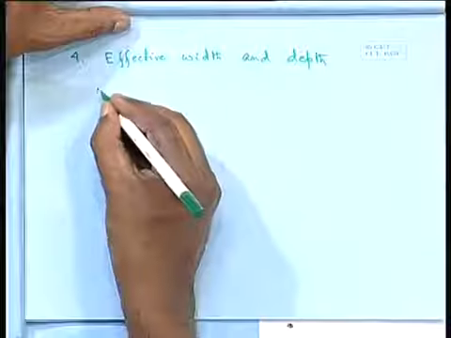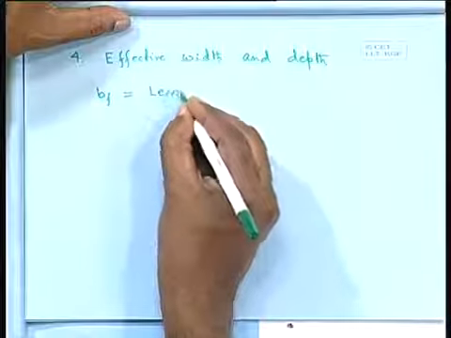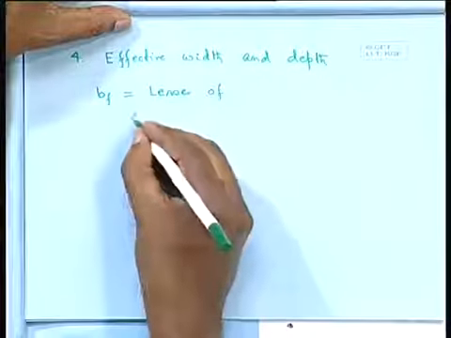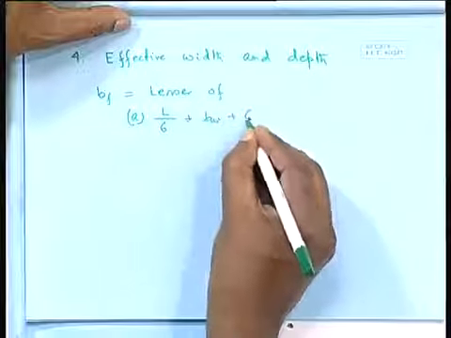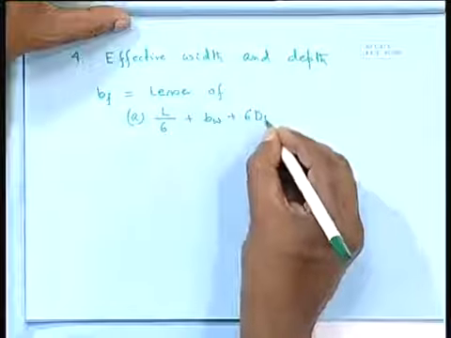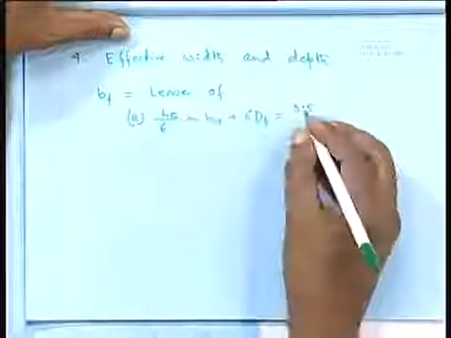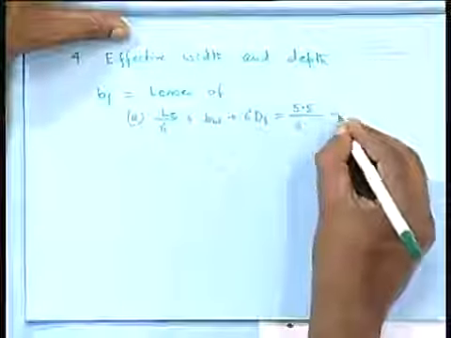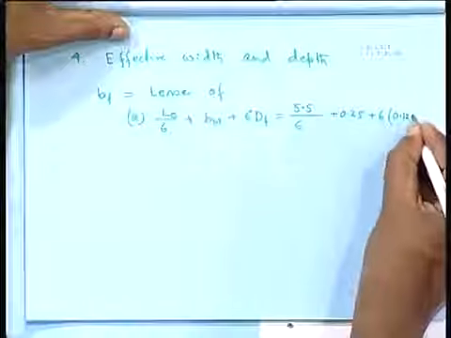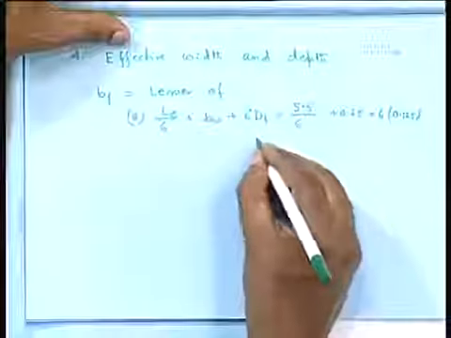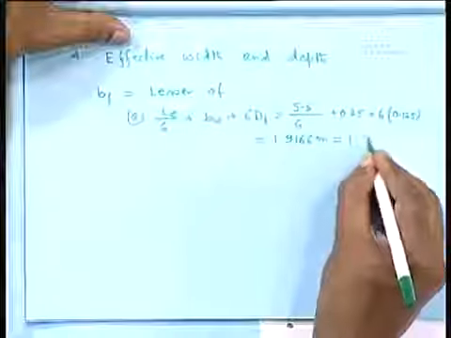So, what is BF? BF equal to the lesser of L by 6 plus BW plus 6 DF, which comes as 5.5, let us say Le here, divided by 6 plus 0.25 plus 6 times slab thickness 125 millimeter, which comes as 1.9166 meter. Let us take 1.917 meter.